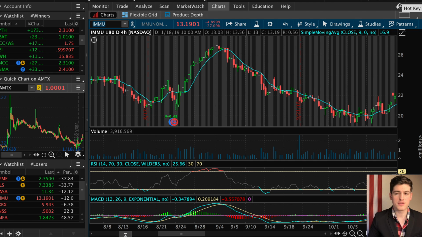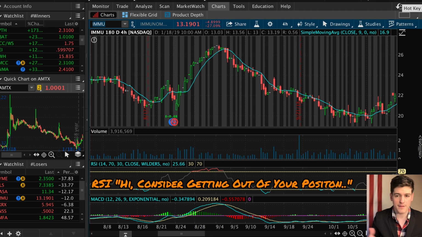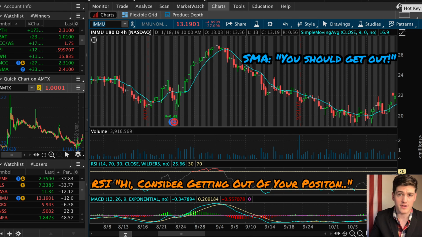This is a good analogy because if you think of the RSI indicator, the RSI is kind of like the frustrated girlfriend who's like, hi, consider getting out because the price is oversold. The SMA line is kind of like, oh, you should get out now, you should get out. And then the MACD is kind of like, get out of the position, you dog.